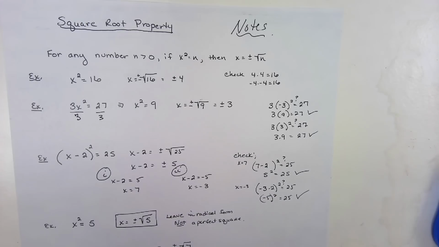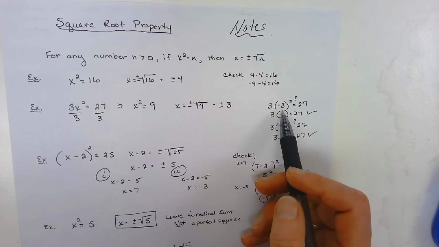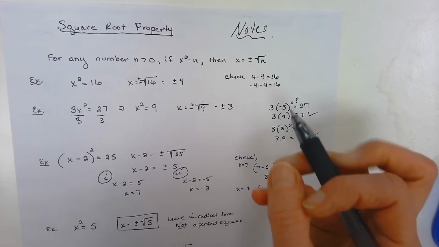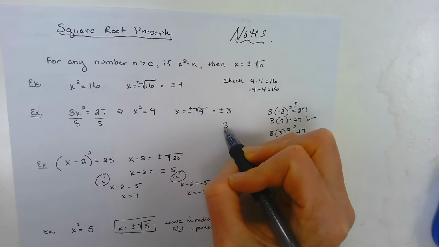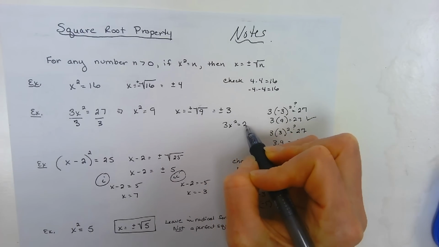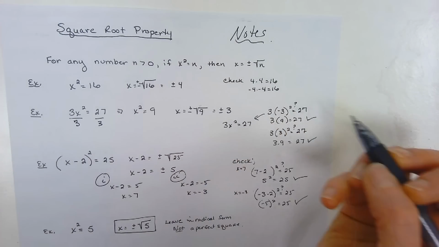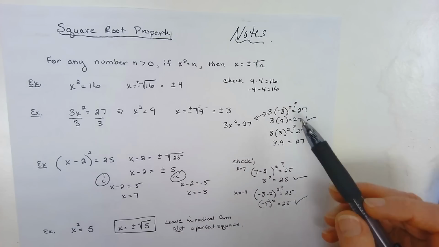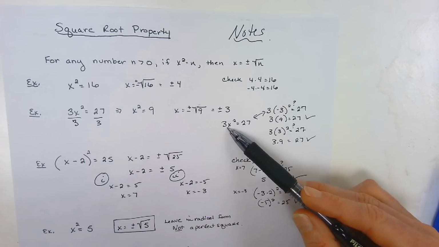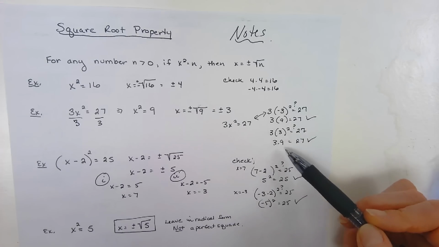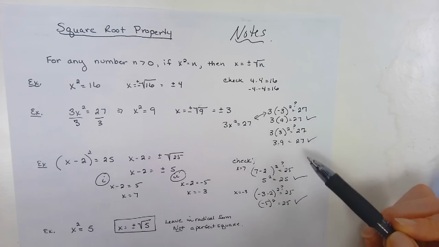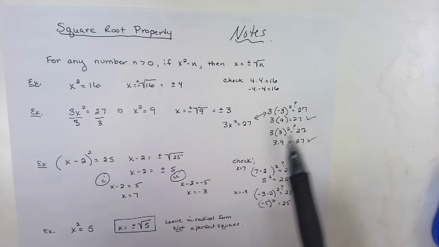And if we check those answers, we're putting it back into 3x squared equals 27. If we put negative 3 in, we will get 27. If we put 3 in, we will get 27. So both of those solutions work for this equation.